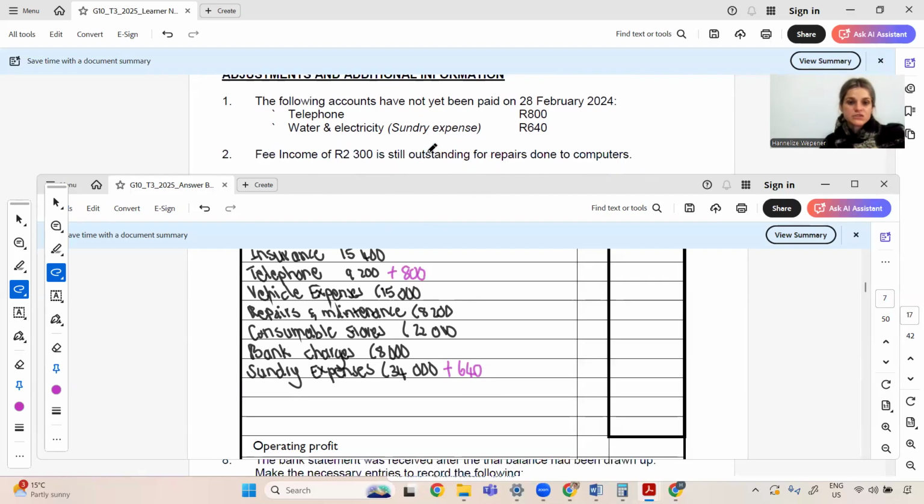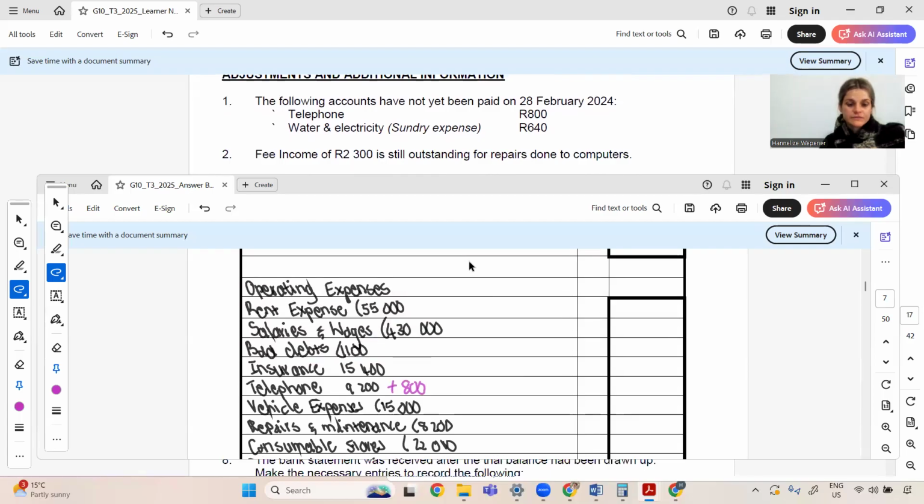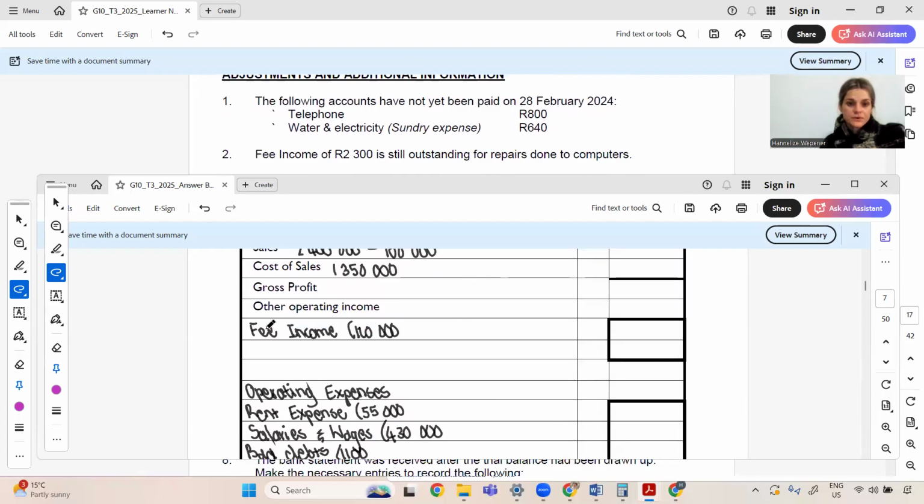Then transaction number 2, fee income. Fee income is under operating income. There we have it. It's currently 120,000. They are saying here that fee income of 2,300 Rand is still outstanding for repairs done to computers. So in other words, you rendered a service, but you haven't yet received the payment for this. So therefore, you haven't yet recorded this transaction.